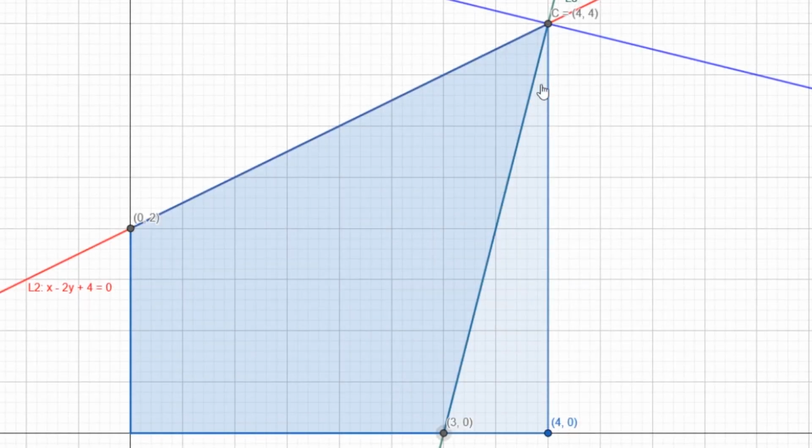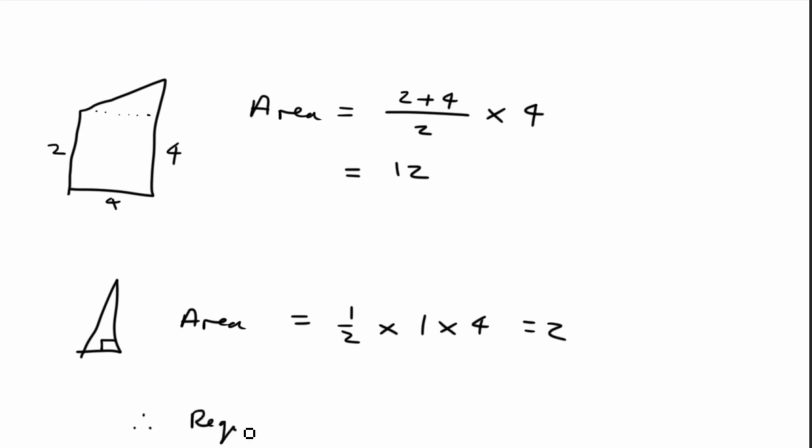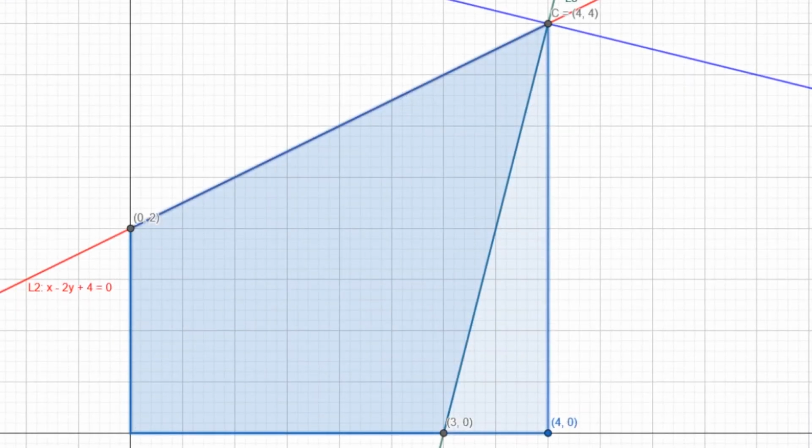We also need to work out the area of this triangle. The base has got a length of 1, it's got a height of 4. So therefore this has got an area of a half times 1 times 4, which is 2. And so therefore the required area is 12 subtract 2, which is 10. And we have now found just the area that we required.